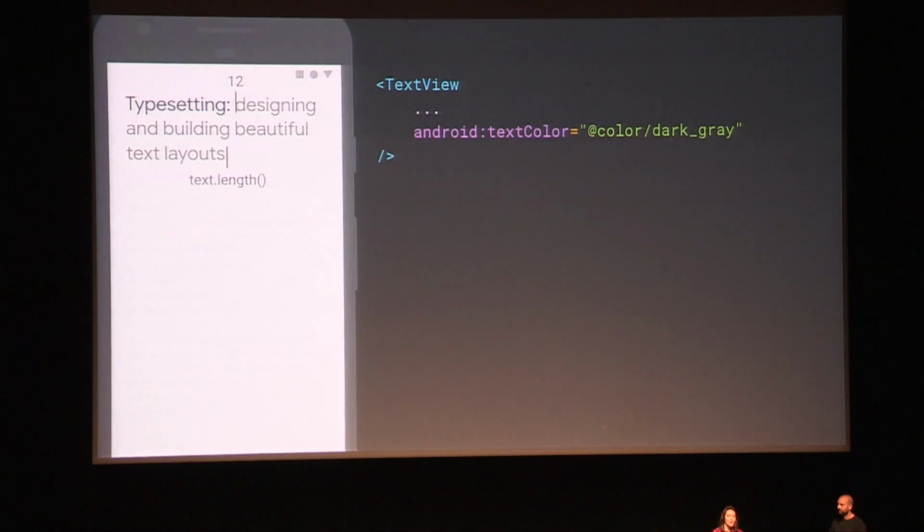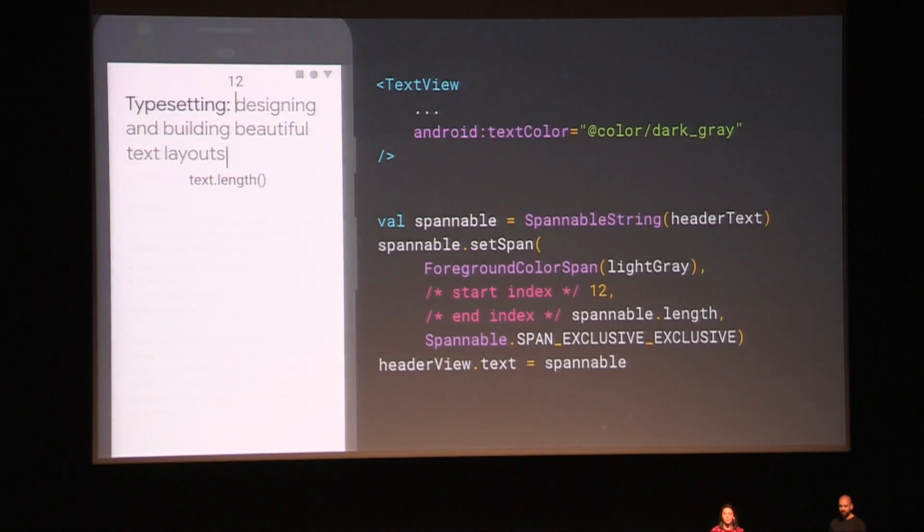More precisely, spans are just markup objects that can be attached to a string from a start index to an end index. So more precisely, here we would use a foreground color span of a certain color from index 12 up to the end.